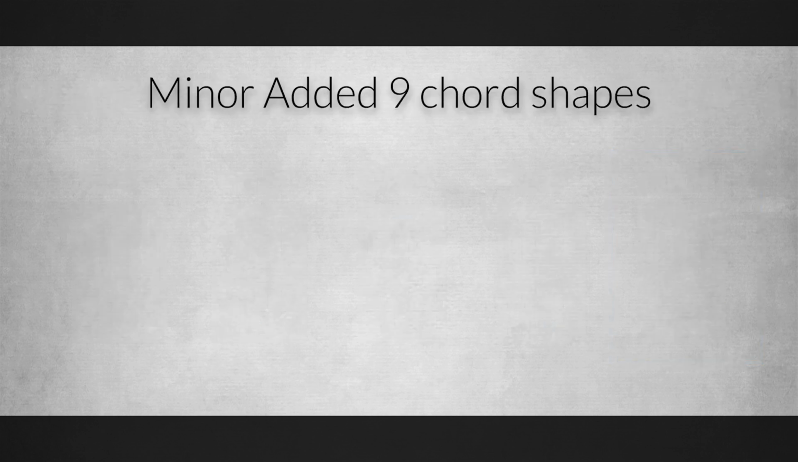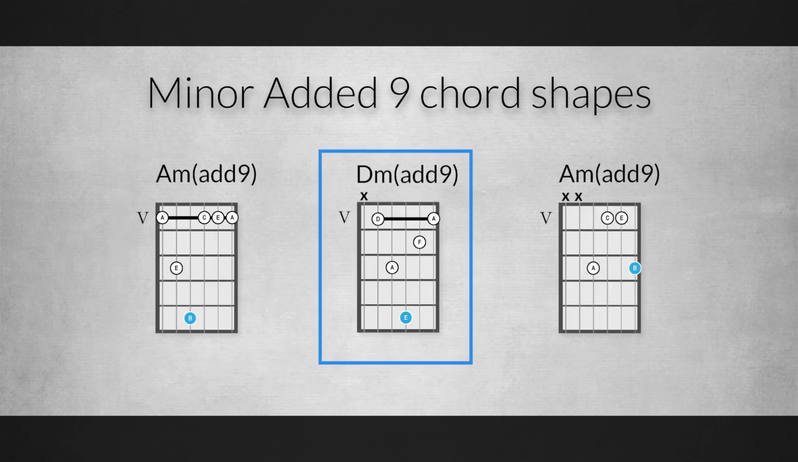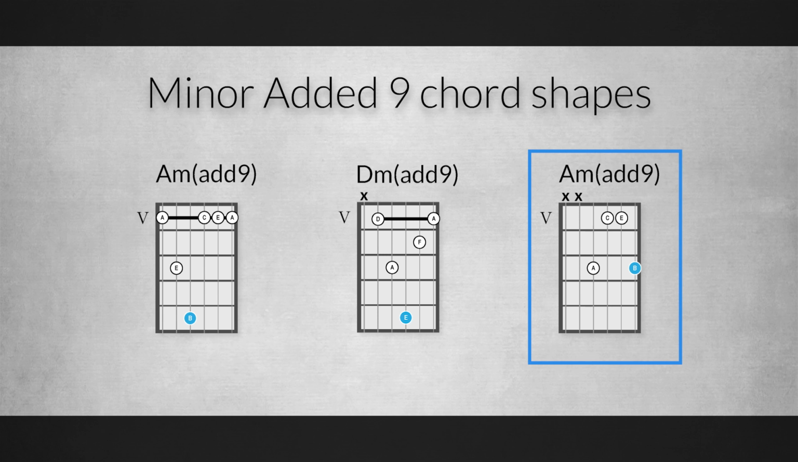Now for the minor add 9 chord, we could use these movable shapes. One with the root on the 6th string, one with the root on the 5th string with an uncomfortable stretch, and one shape over the top 4 strings, like this.